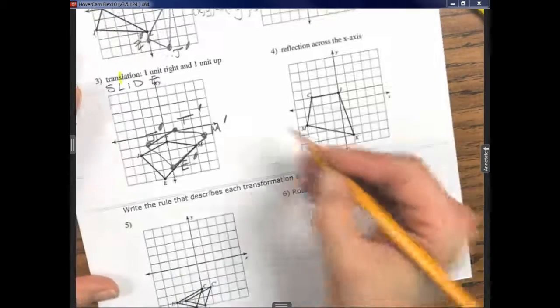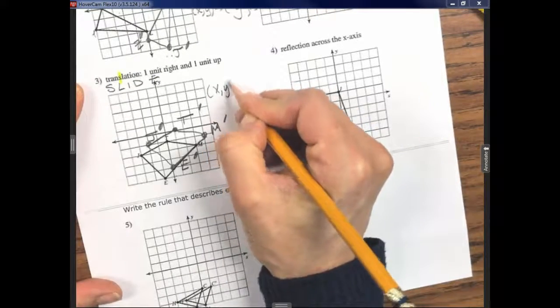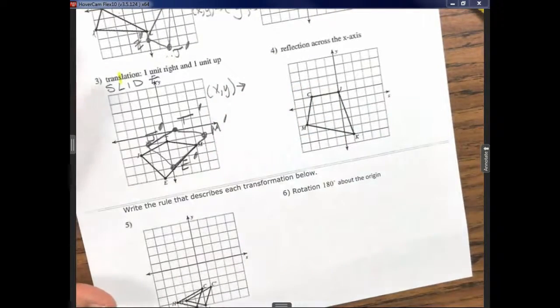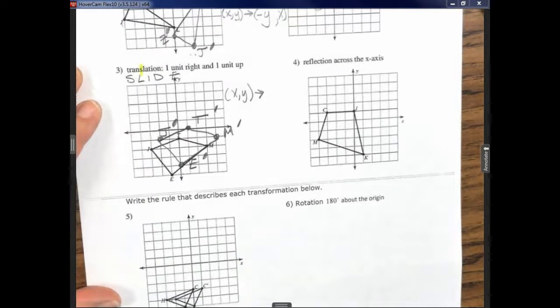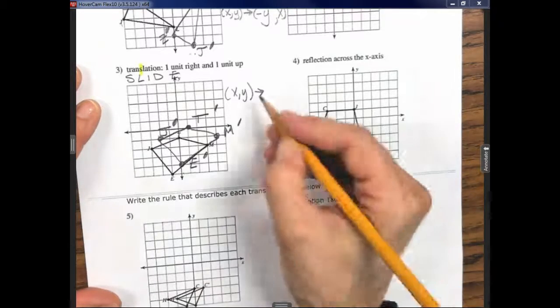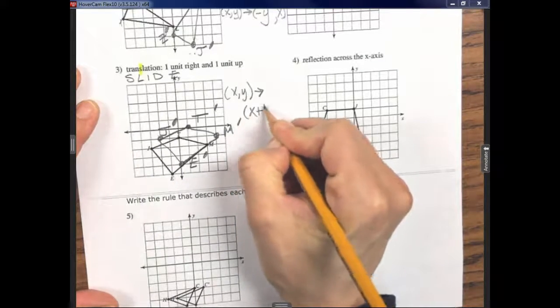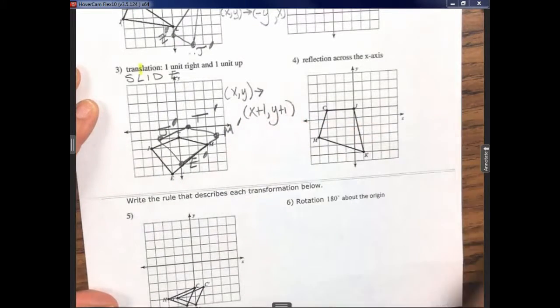And now we're going to write the rule. So write XY and write the rule. Lucas, you got the rule? I bet you got the rule. You got it? The rule? Yes. Did you say plus 1 for both of them? I couldn't hear. Yeah, that's right. Good job. So write X plus 1 and then Y plus 1.